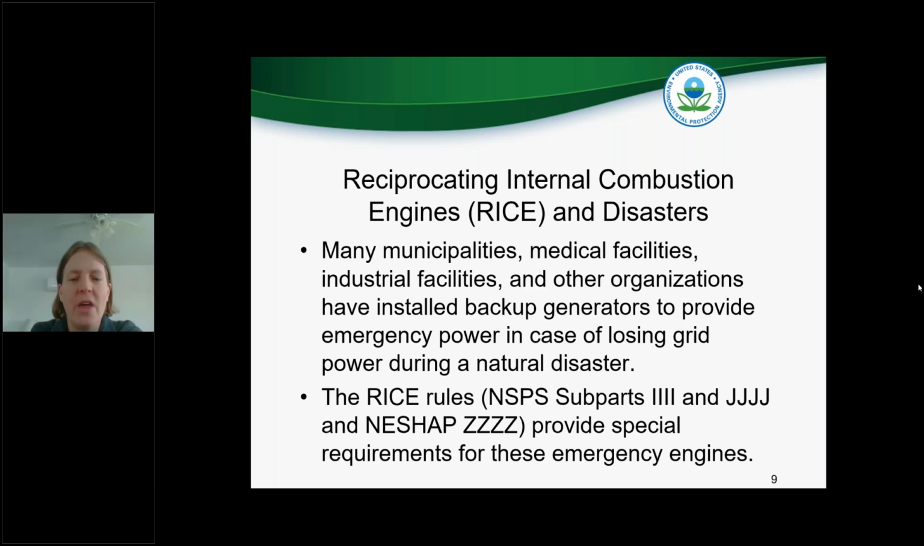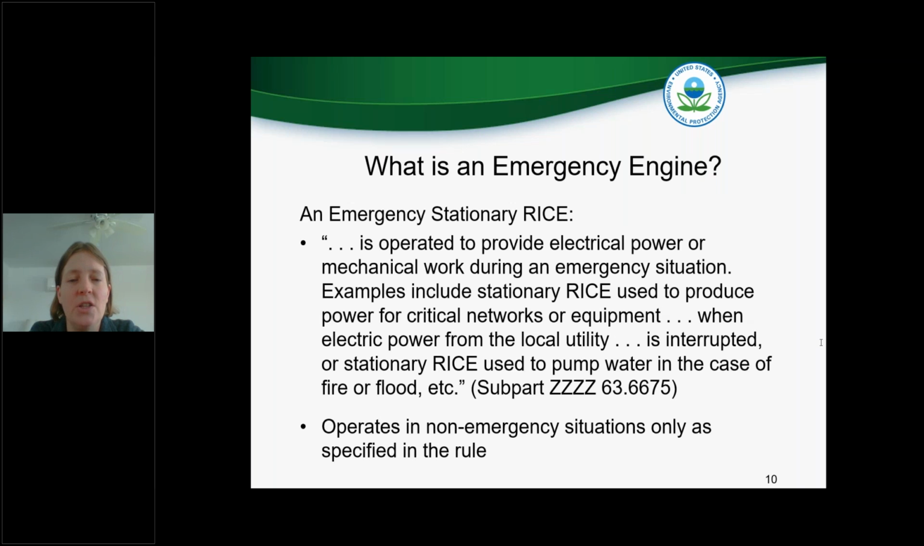There are 3 of them: 2 NSPS rules, which are the new source standards, and then the NESHAP, the hazardous air pollutants rules. They have special provisions in the rules for emergency engines because many municipalities, medical facilities, industrial facilities, and other organizations have installed backup generators to provide emergency power in case of losing the grid power during a natural disaster or other disruption. So if you go to the next slide, we'll talk a little bit about what is an emergency engine.